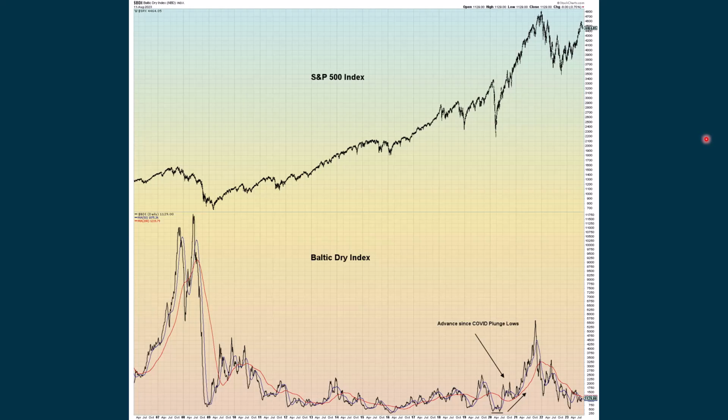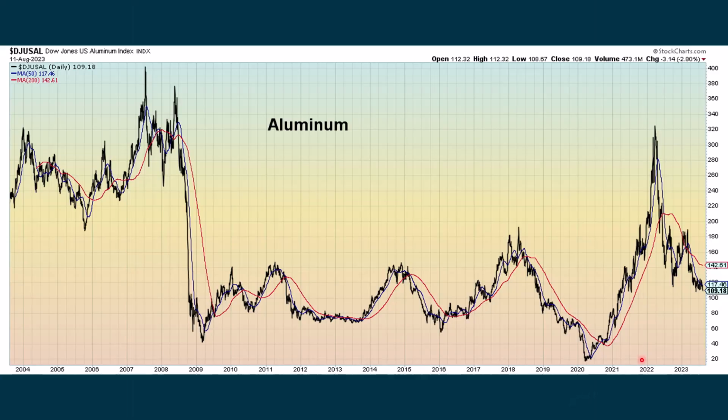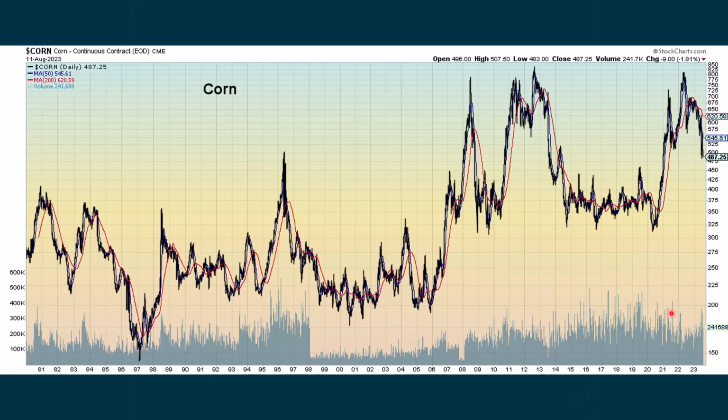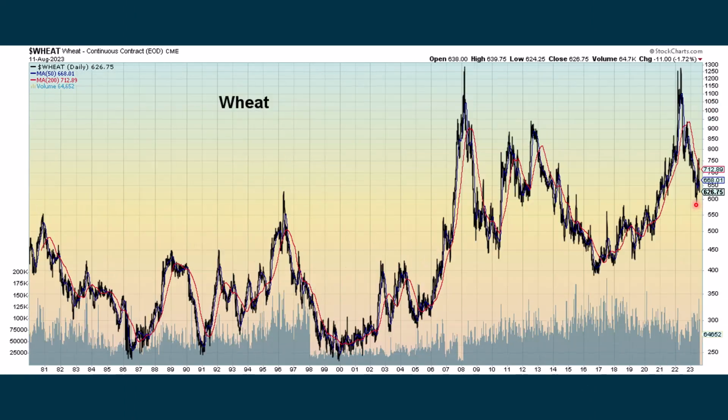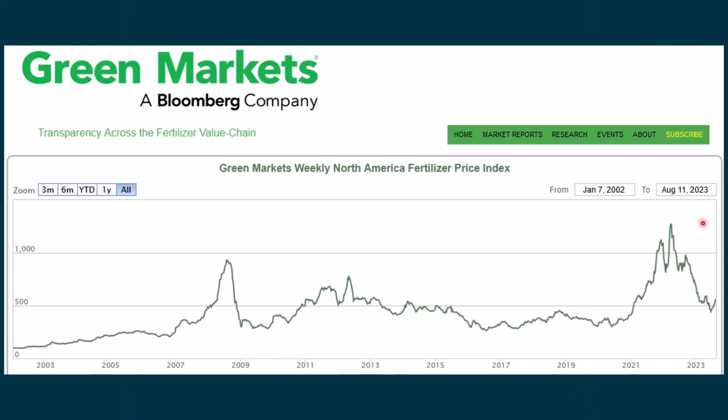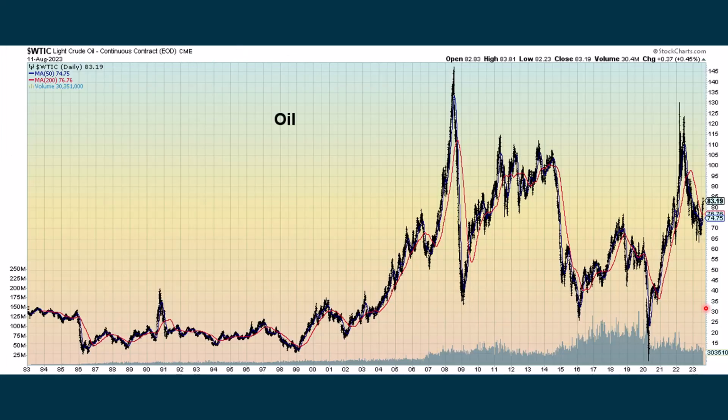We look at the Baltic Dry Index. What does it cost to ship products from one place to another? We're still in a downtrend with this, suggesting that the cost is not going up substantially. Some other markets that we look at. Aluminum, that's in a downtrend. We look at corn, which is in a downtrend. Wheat is also in a downtrend. Fertilizer has been ticking back up, but still in a longer-term downtrend.